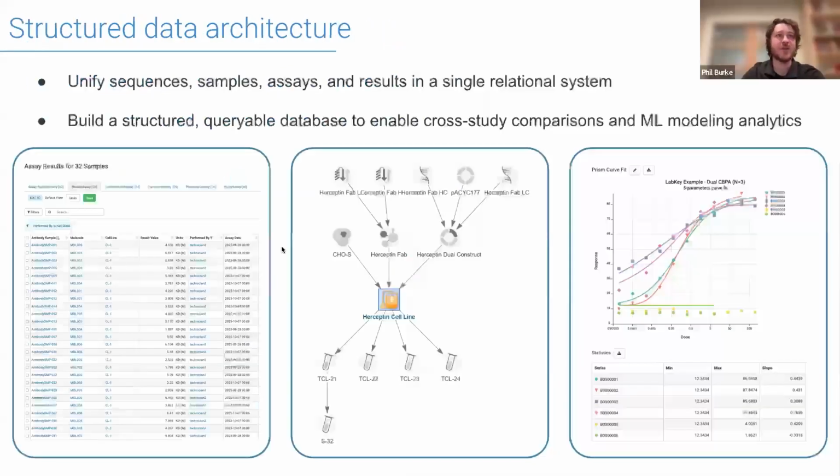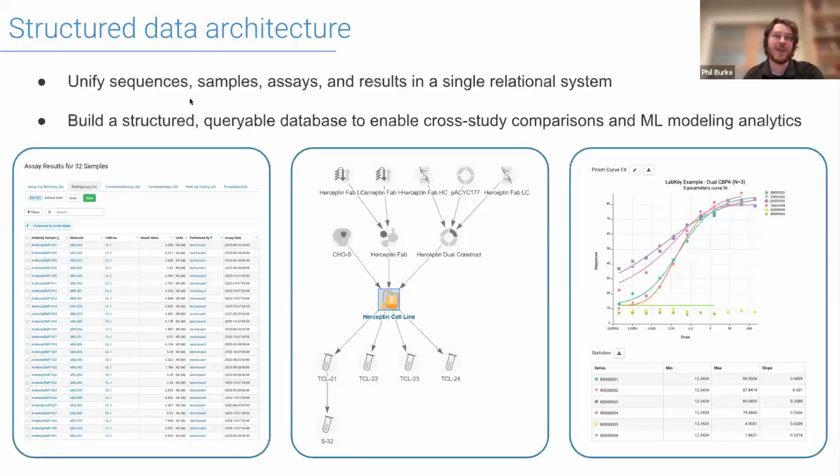So structured data architecture: the goal in a biologics workflow should be to unify entities like sequences, protein sequences, molecules, and stuff like that with physical samples. So you have 5 mgs of this protein in a tube somewhere, and then assay results. You used those 5 mgs of protein and ran them through flow, and this was the binding. And then the results as well, like you found that it bound to this antigen at a much higher rate than the wild type version of this antibody. These should all be tracked in the same relational system, if possible.